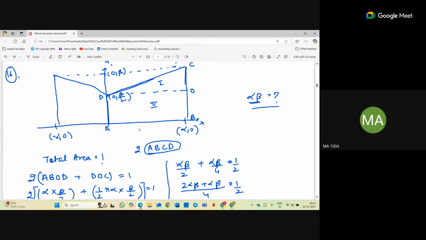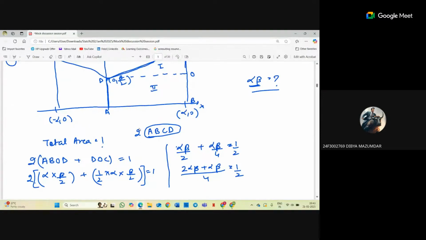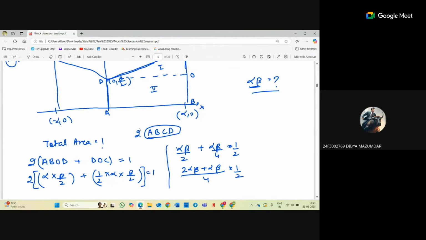Just go through the steps again and solve. Ma'am is saying right. In the first step, while calculating the area, I have to multiply by 2. Yes, you have to multiply it by 2. Then equate that equation to 1. Into 2 into ABCD. Oh, you are taking both parts. Okay, ma'am. Okay, sorry.